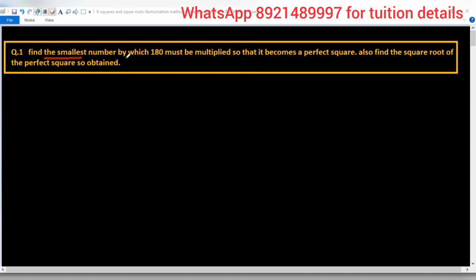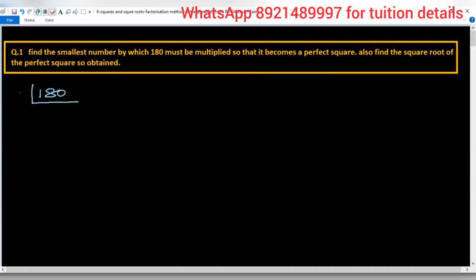Find the smallest number by which 180 must be multiplied so that it becomes a perfect square. Also find the square root of the perfect square so obtained. So by which number we have to multiply, or by which number we have to divide, in both these cases, we have to follow the factorization method. So here we have the number 180. First we have to factorize 180.